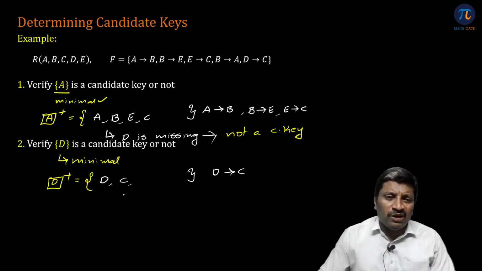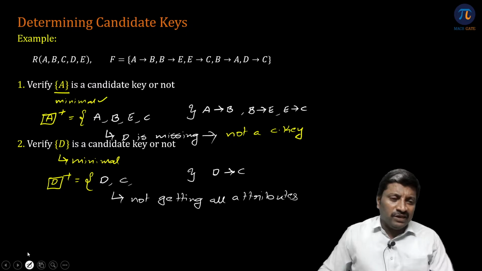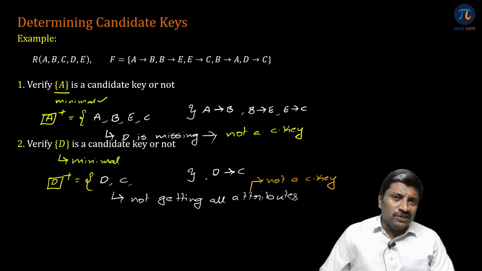I think we don't have... We have only 2. So we didn't get all attributes. Not getting all attributes. Hence, it cannot be a key and hence it cannot be a candidate key. So it is not a candidate key. Am I clear in this?